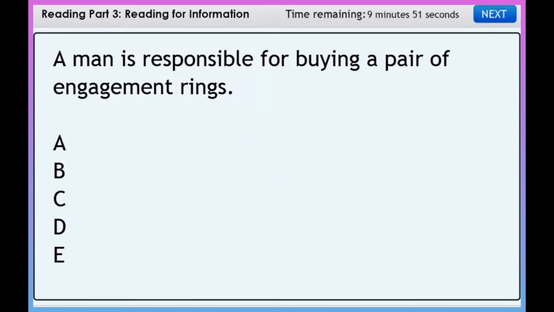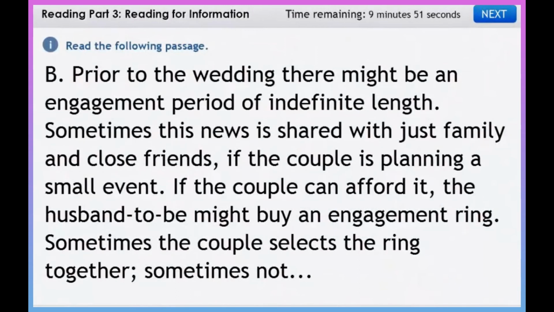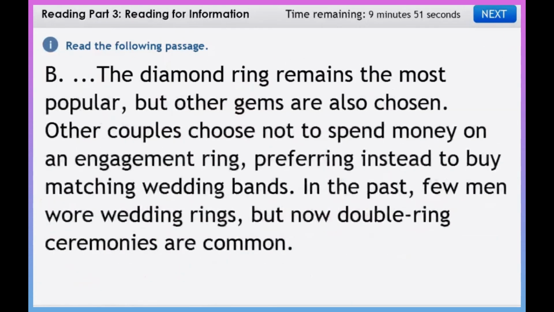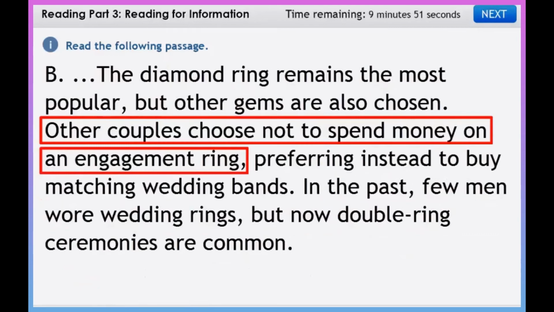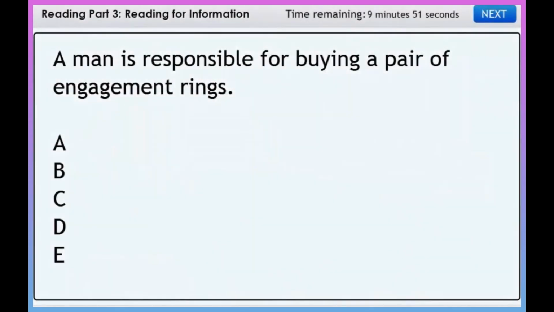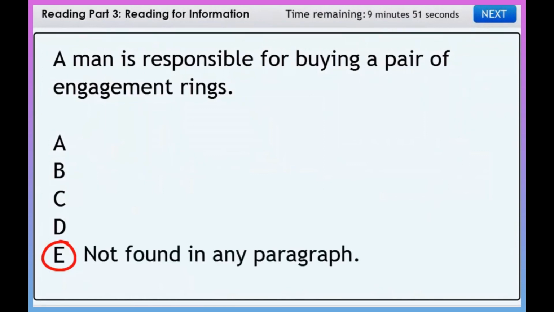Now, which paragraph should I scan? I know that paragraph B is about the engagement, so I'll start there. Aha! And in the third sentence, it says, the husband-to-be might buy an engagement ring. Oh, but further down it says that other couples choose not to spend money on an engagement ring. So it's talking about rings in this paragraph, but it doesn't explicitly state that the man is responsible for buying a pair of rings. Therefore, the answer is actually E. The information in this statement isn't actually found in any of the paragraphs.